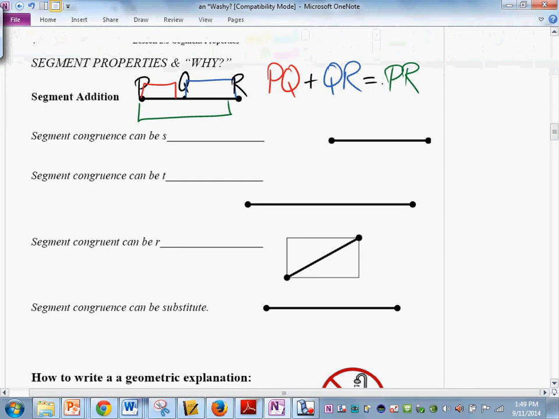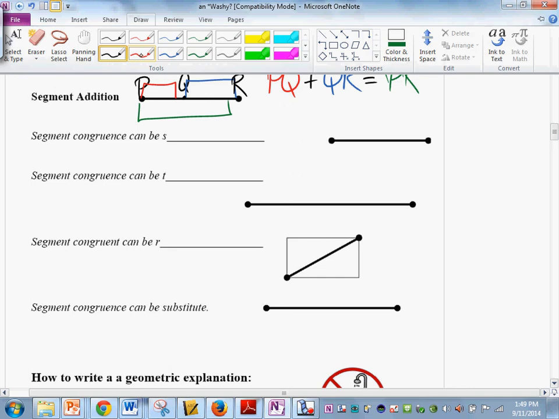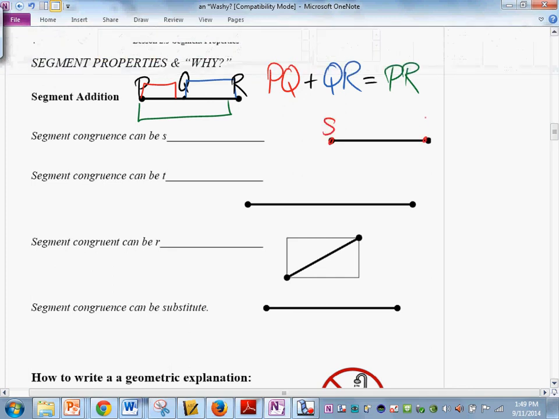We did this last class. Last class, we learned little segments add up to bigger segments. So that one's easy because you just learned that. This one is also really easy. Just write ST. You're welcome to rotate your desk if you're having a hard time seeing.